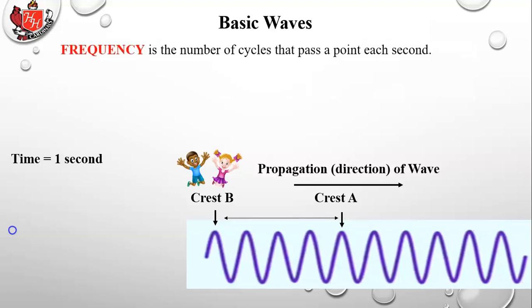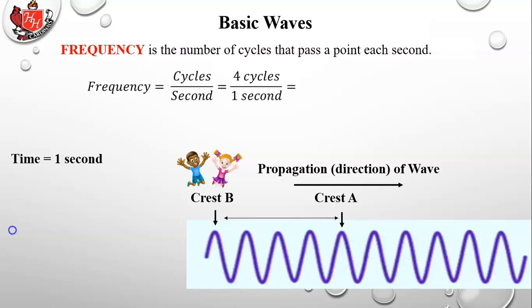The frequency is the number of cycles that pass a point each second. So it's cycles per second. Since 4 cycles passed you in 1 second, that would be a frequency of 4 cycles per second.